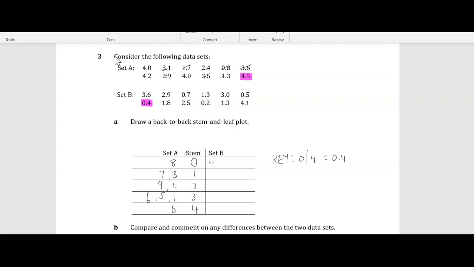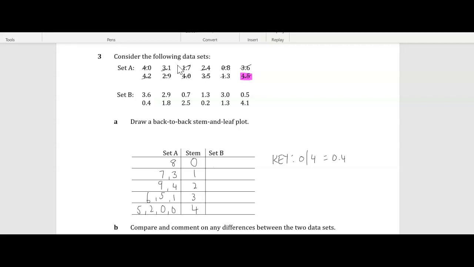So 4.0, another 4.0. Don't cross them both off. 4.2. And then lastly 4.5. So just make sure I've crossed off all the numbers, as I have. All right, moving on to set B, we've got, oh, missed that 0.2, which is there.